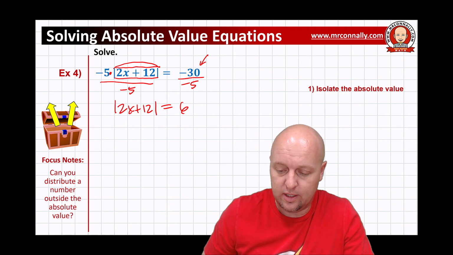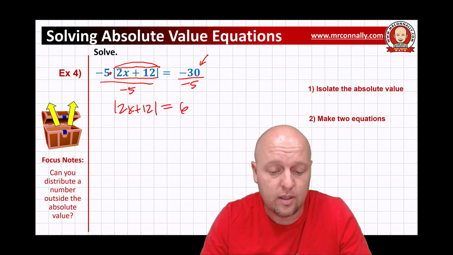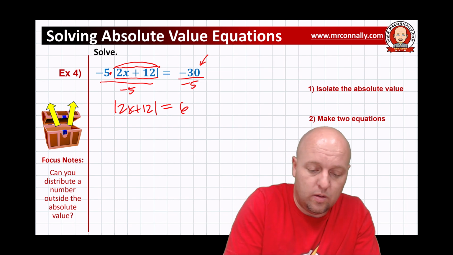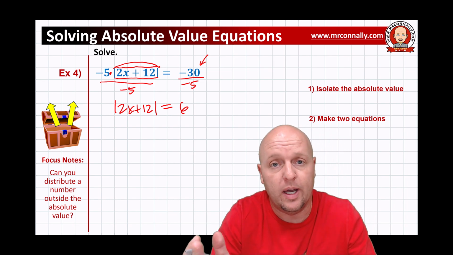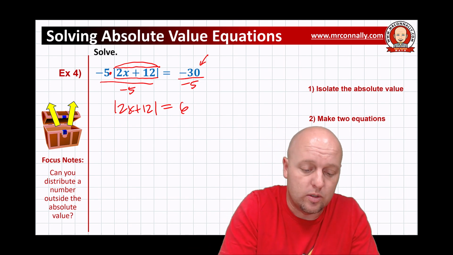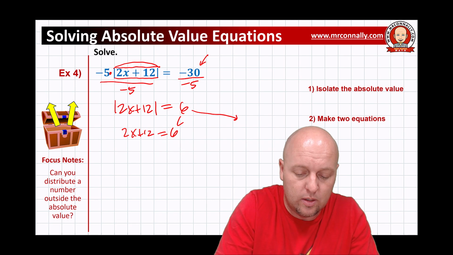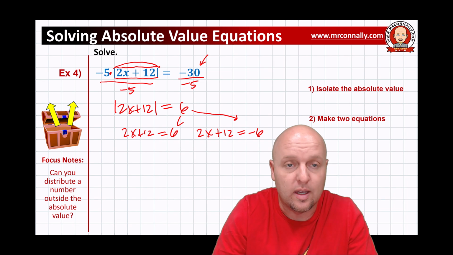Okay, so now we've isolated the absolute value. We see that it's a positive answer at the end, so we can continue. So to make two equations now, we're just going to open up the box and then let out the equation. So it's going to be 2x plus 12 equals 6, and then 2x plus 12 equals -6. It's opposite.